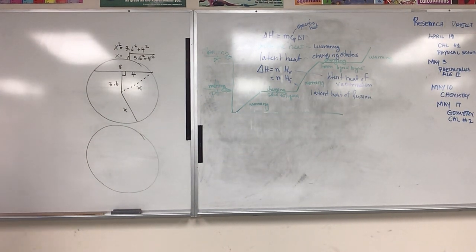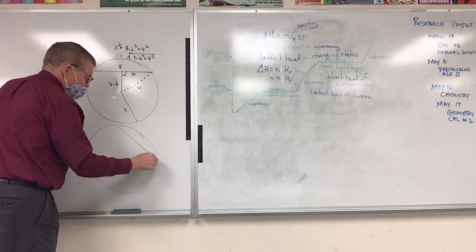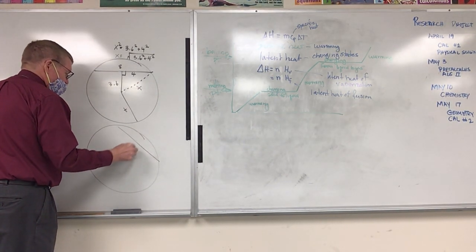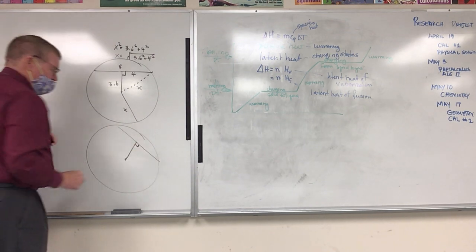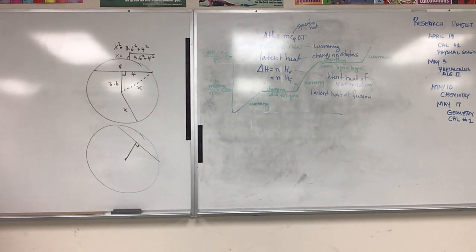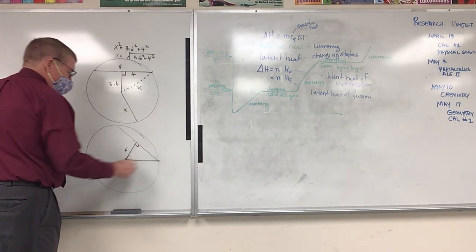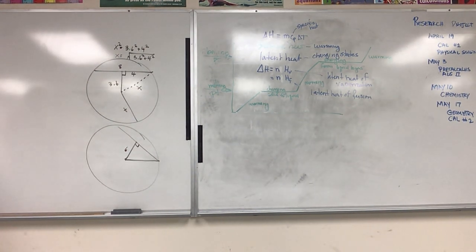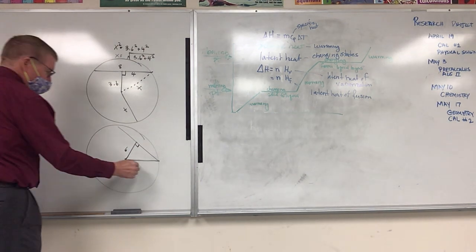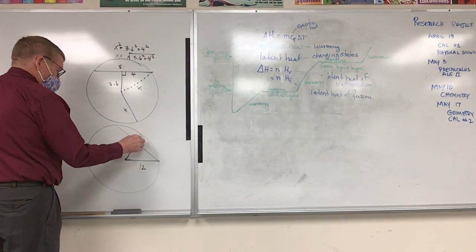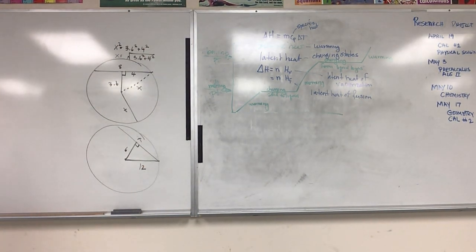Next one. We have a chord. At the center, the distance to the chord, the radius is perpendicular. This is 6. The radius is 12. So I'm looking for the chord. So how can I find the piece of the right triangle that I don't know?